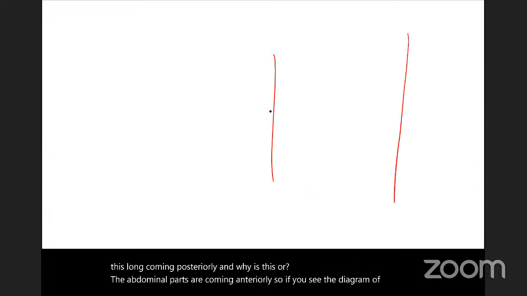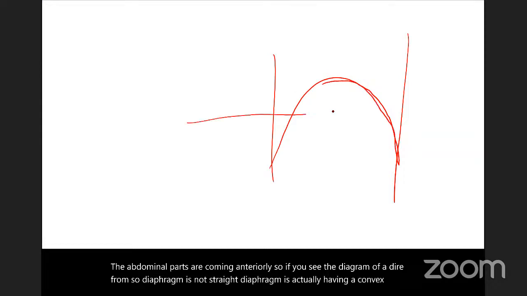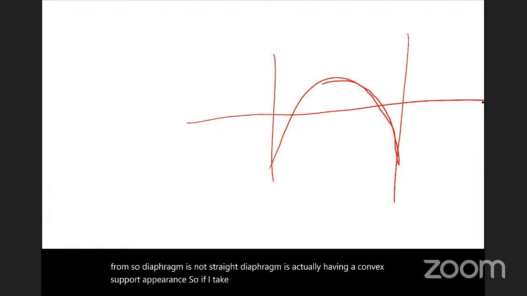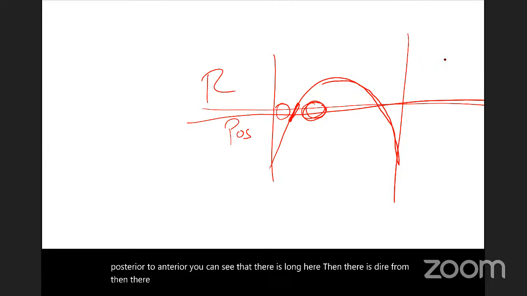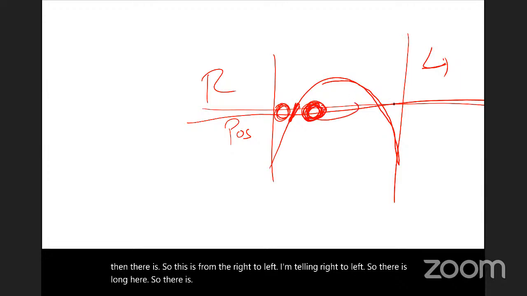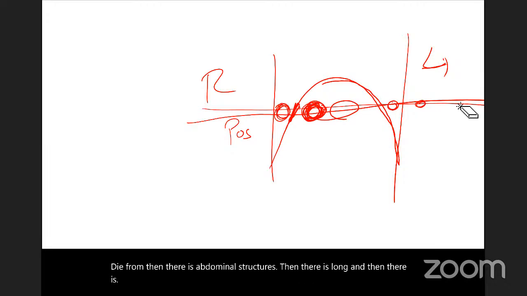So if you see the diagram of a diaphragm, the diaphragm is not straight. The diaphragm actually has a convex upward appearance. So if I take a section here, if this is posterior to anterior, you can see that there is lung here, then there is diaphragm. This is from right to left, I'm telling, right to left. So there is lung here, then there is diaphragm, then there are abdominal structures, then there is lung, and then there is again the lung and the skin.